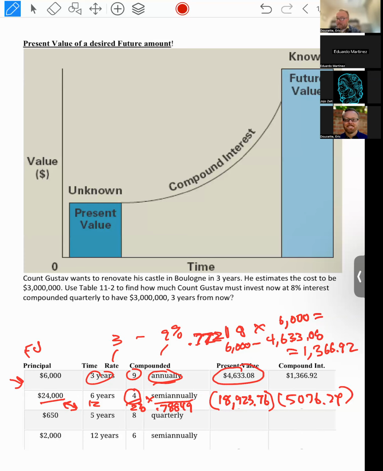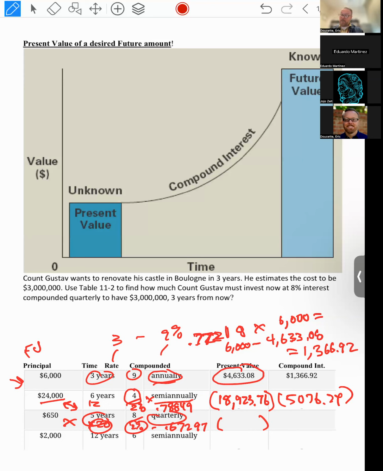Again, 5 years at 8%, compounded quarterly. So 5 times 4 is 20 times. 8 divided by 4 is 2. So 20 periods at 2%. I'd go to the table. 20 periods, 2%, table factor 0.67297. I would do the math, multiply 650 by that. That would tell you what I need presently, and then I would subtract the difference to find out what my compound interest is. Now, again, same exact thing here as you're doing on all the other problems.